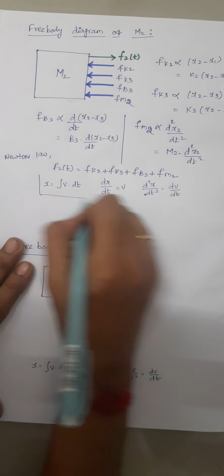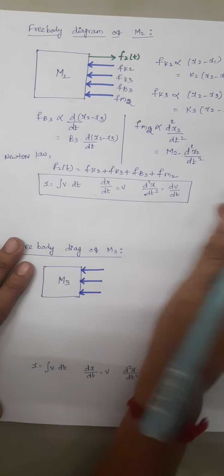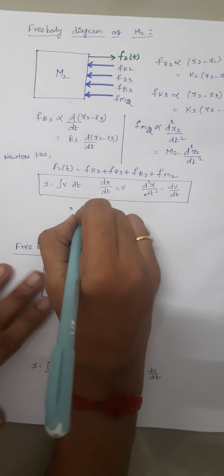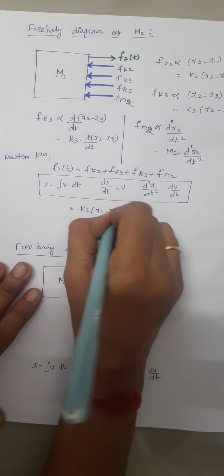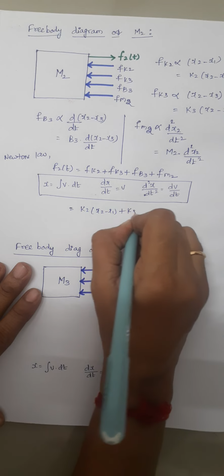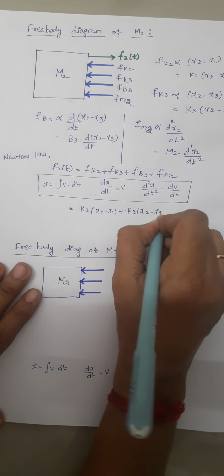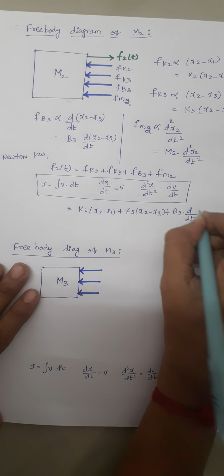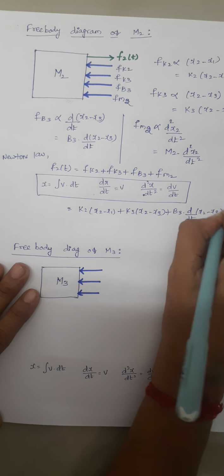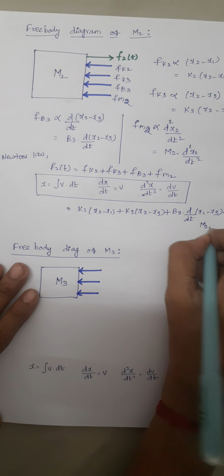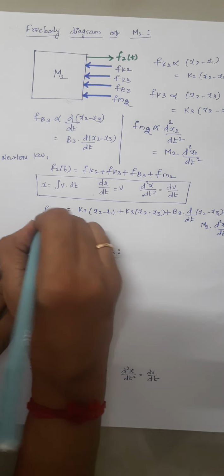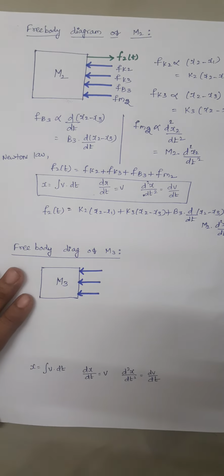Okay. You just leave this one. Just substitute the respective values. When you substitute for Fk2, that becomes K2 into x2 minus x1 plus K3 into x2 minus x3 plus B3 into d by dt of x2 minus x3 plus m2 into d square x2 by dt square. This is your applied force F2 of T.